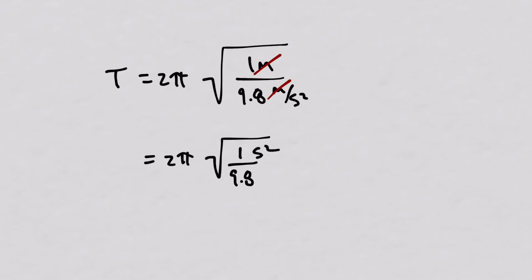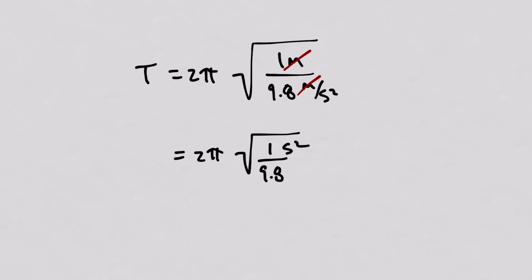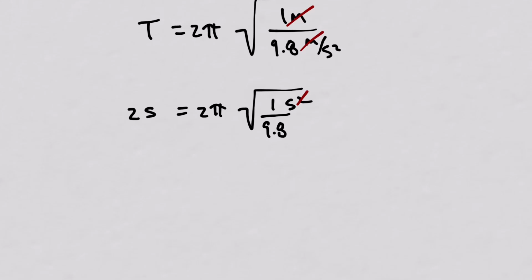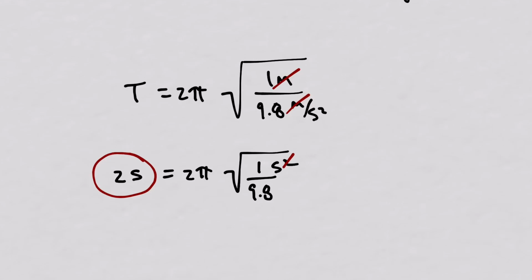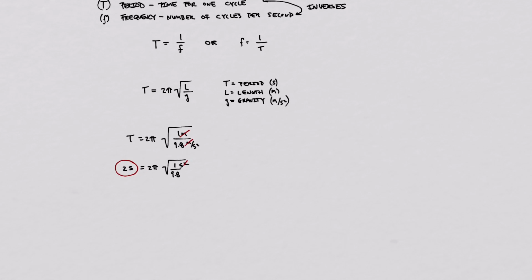And this whole thing, when you do the math all out, is equal to just about 2 seconds. You'll notice that the seconds here, because we have a square root, cancels out one of them. So our answer is 2 seconds. If we have a string that is 1 meter long, the period is going to be just about 2 seconds, a little bit over 2 seconds.